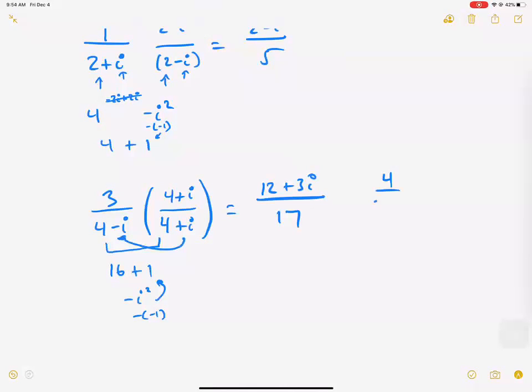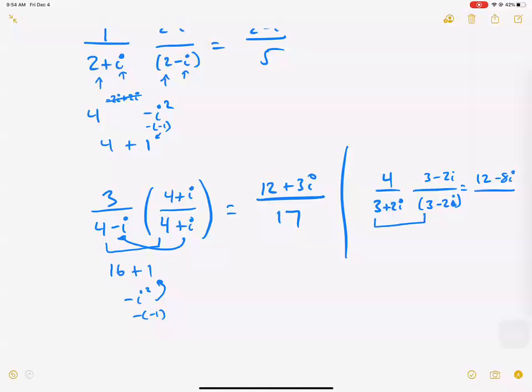4 over 3 plus 2i. Okay? What's the conjugate of 3 plus 2i? 3 minus 2i, right? If I write it on the bottom and the top, let's actually do the top first. That's going to be 12. 4 times 3 is 12, and 4 times 2 is 8i.